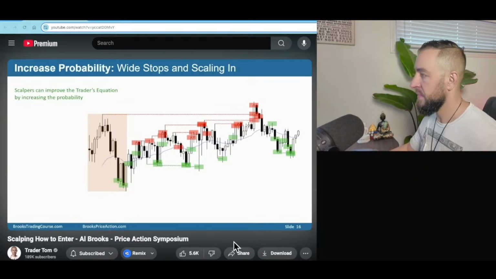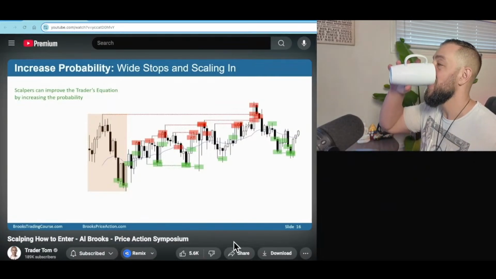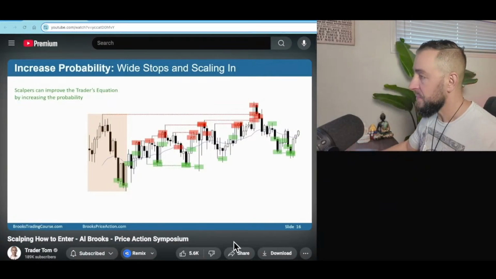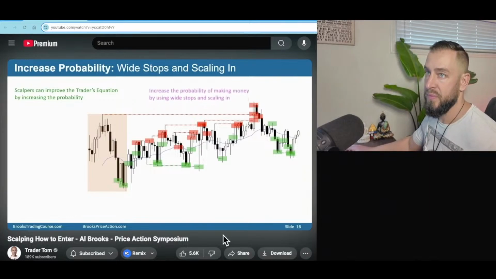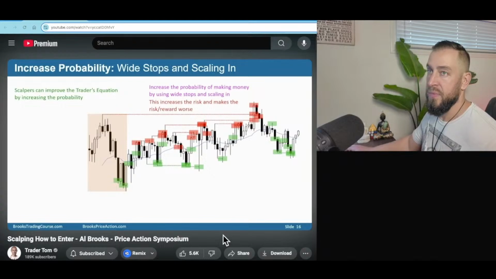Scalpers, they can improve their trader's equation by increasing their probability. They know what their risk is. They know where they put their stops. They know what their reward is. They're going for a scalp and they know how big it is. And they can improve their probability if they use wide stops and scale in. And that can make it a profitable strategy, scalping in a trading range. You can increase your probability high enough so that it overcomes the bad risk reward.